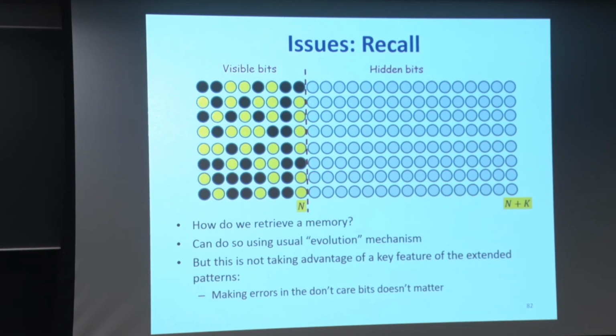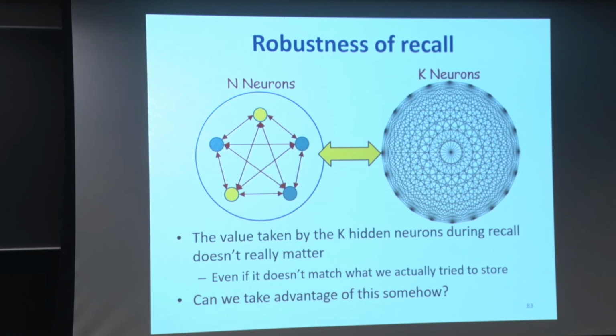But the problem here is that when I use the usual evolution mechanism, I'm not taking advantage of a key feature of the extended patterns, which is that making errors in these bits doesn't matter, right? So long as I recall the first n bits correctly, I don't care if I've made errors in the other bits. This is a feature I can use to my advantage. By adding these k extra bits, I'm getting both extended storage and additional robustness. So the value taken by these k hidden neurons during recall doesn't really matter, even if it doesn't match what we tried to store. So how do we take advantage of this?